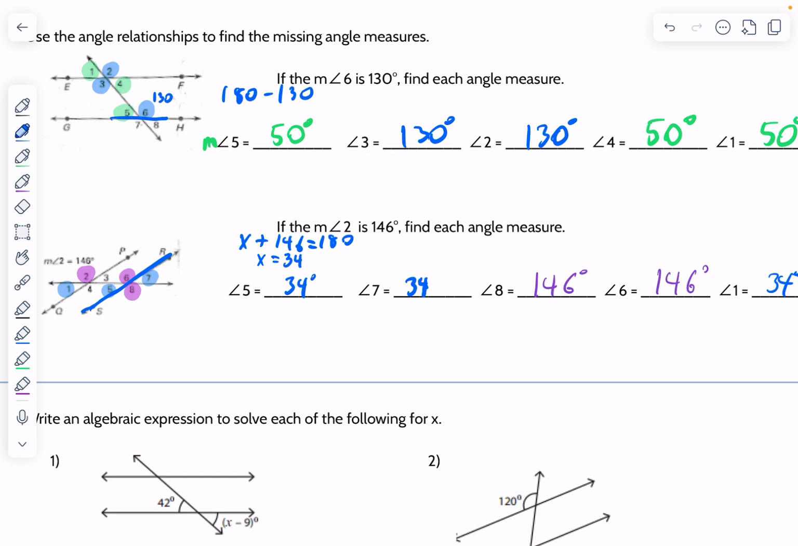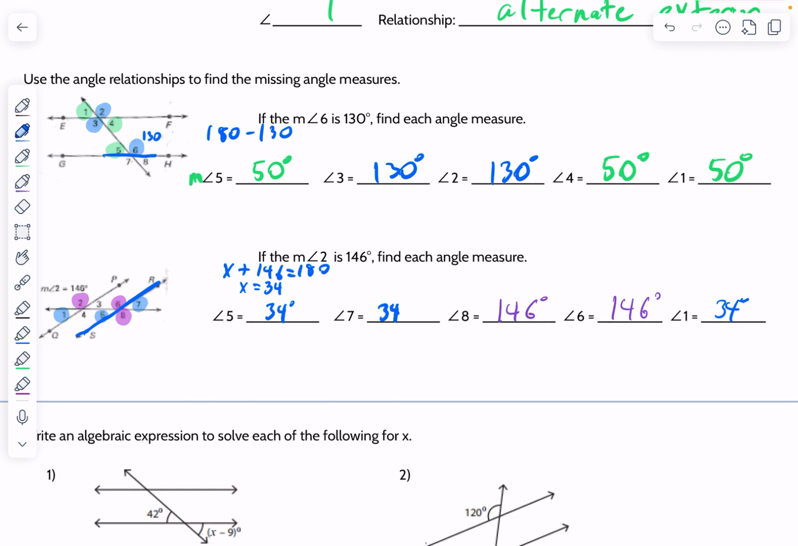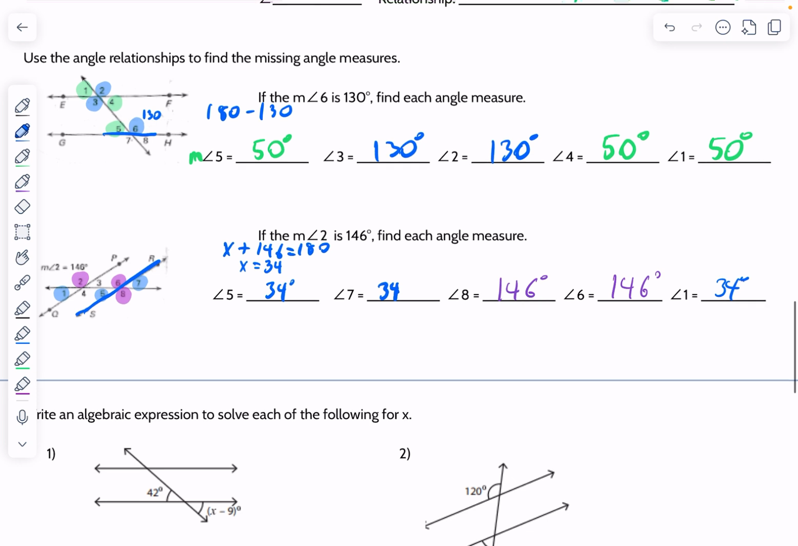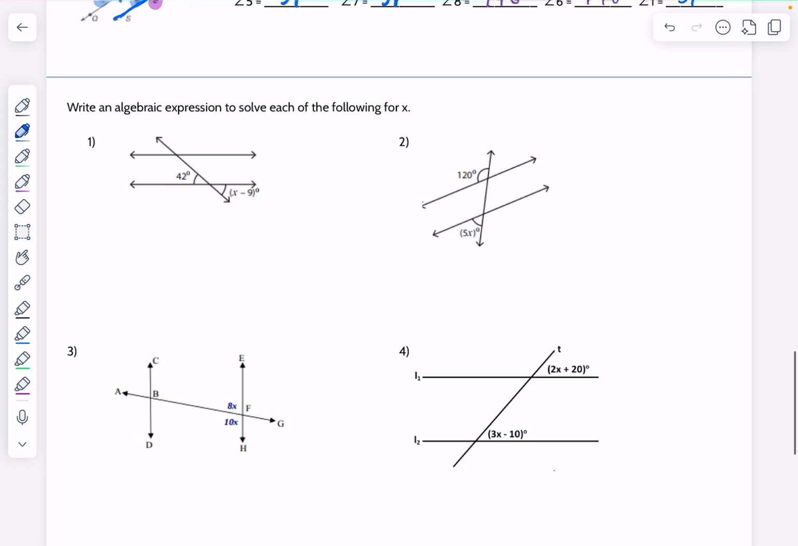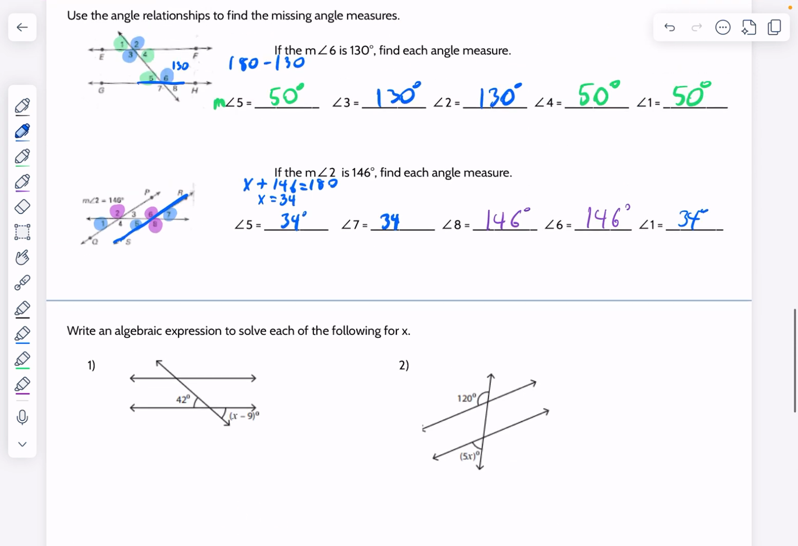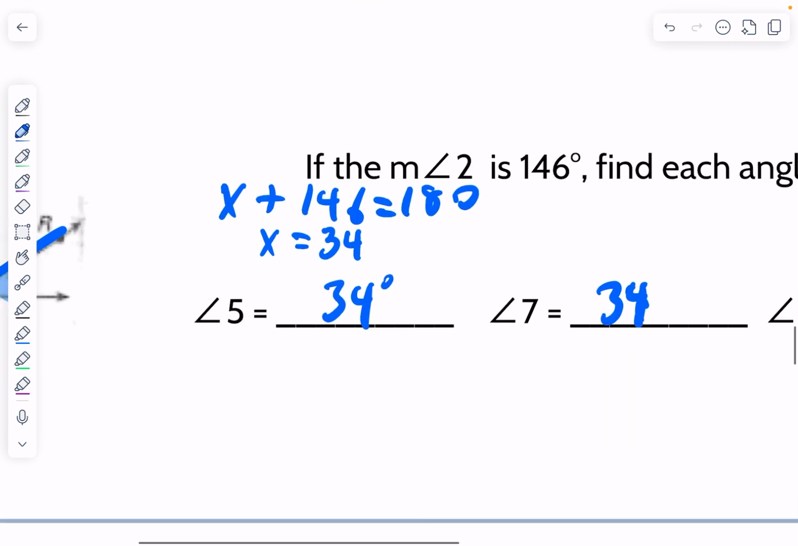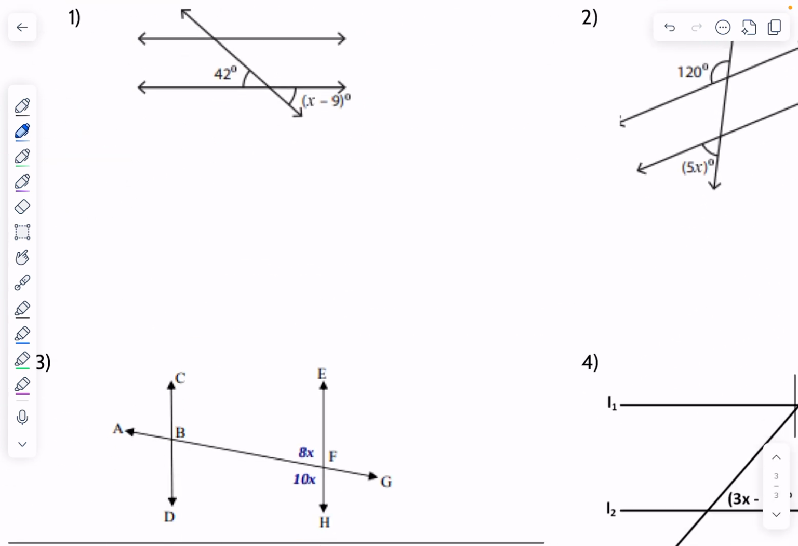It can also help when you're doing these, if you have a lot of stuff going on, you can use highlighters, colored pencils, markers, like I am, to help you distinguish which angles you're working with. On the next page, we're going to write an algebraic expression to solve the following for x. So kind of like I previewed here, we're going to be doing that with the remaining of these.